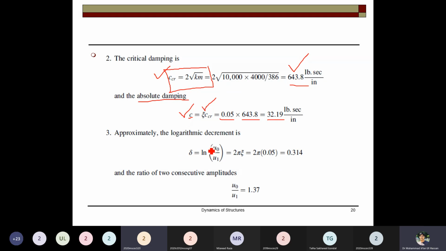Now the logarithmic decrement, delta, is the log of the initial value over any other displacement. For small damping, we have studied that it is equal to 2 pi zeta. So you can put in the value 2 pi zeta and get the logarithmic decrement. And in this way, you can also compute the ratio of the two consecutive amplitudes, U0 and U1.